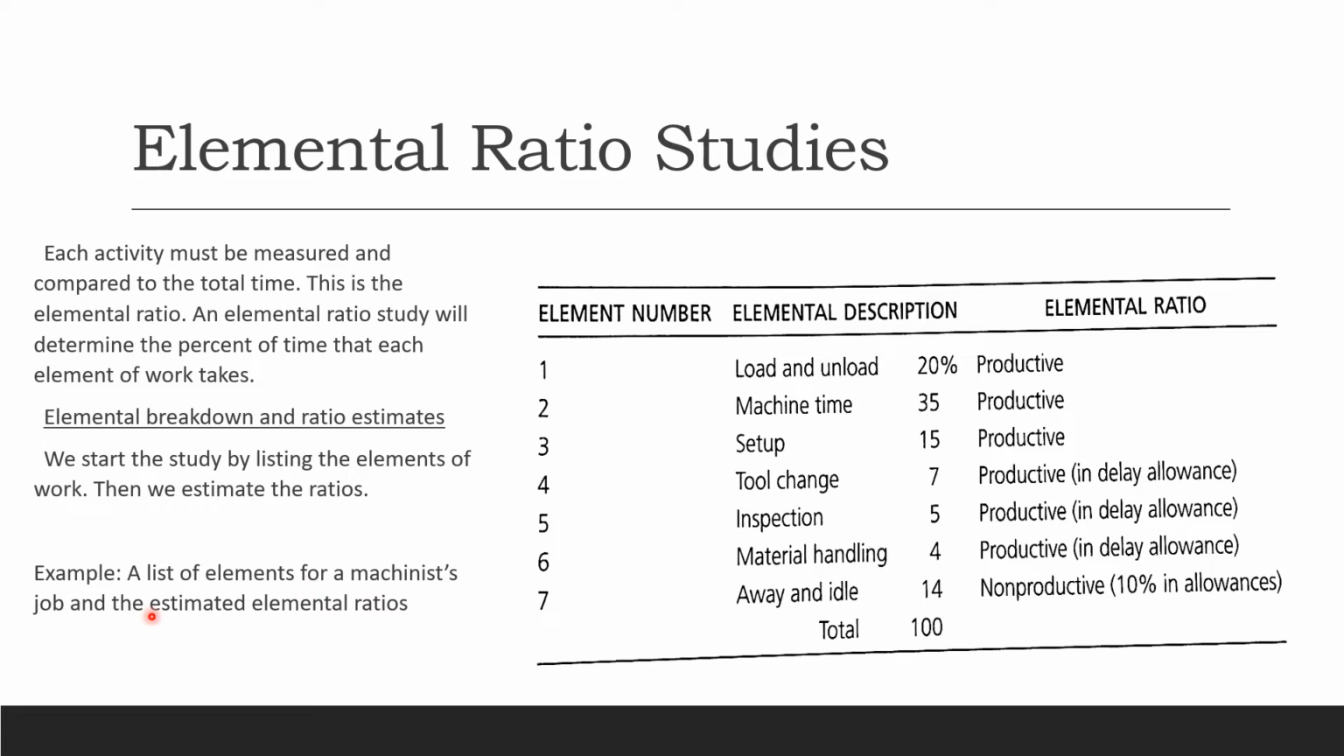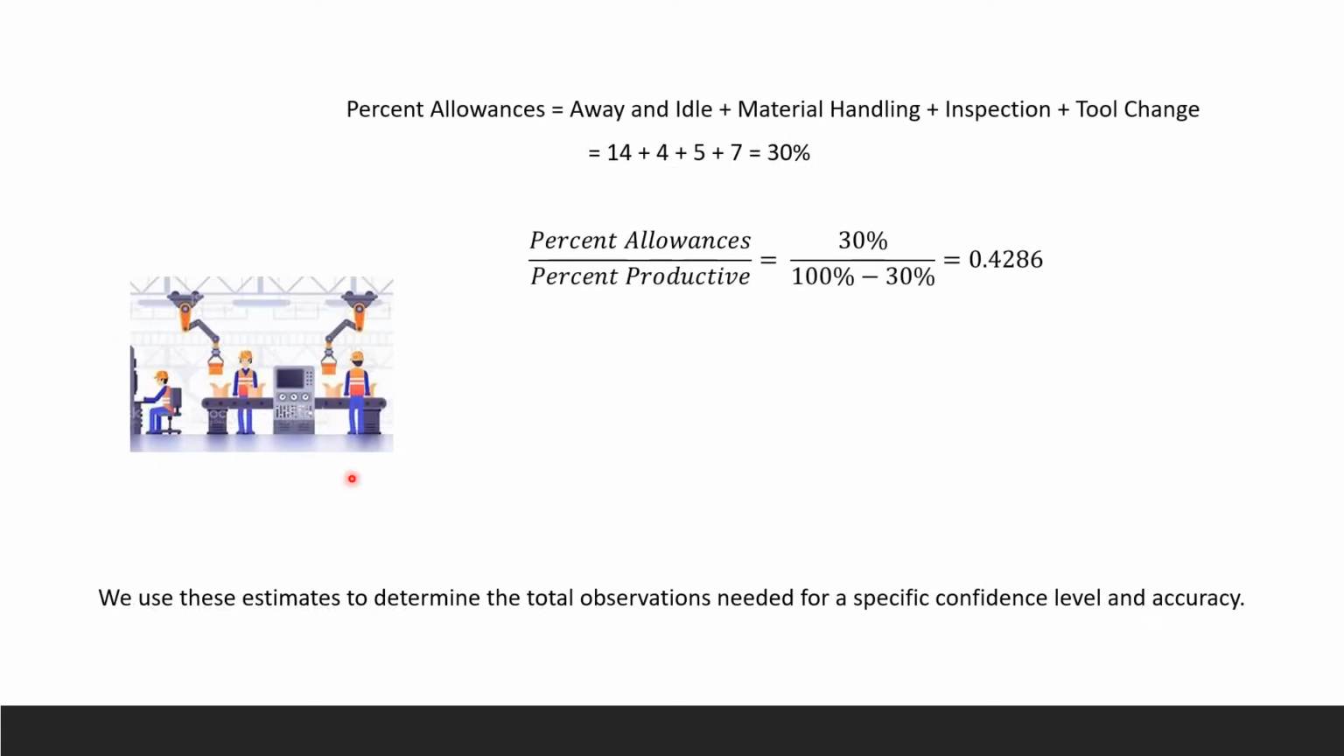Alright, example: we're going to get into a list of elements for a machinist's job and the estimated elemental ratios. Let's take a look at it. For percent allowance, we're calculating waiting and other at 14. Then we have material handling, inspection, and tool change, which have delay allowance with them. That's elements 4, 5, and 7. So altogether 30% is your percent allowance in total.